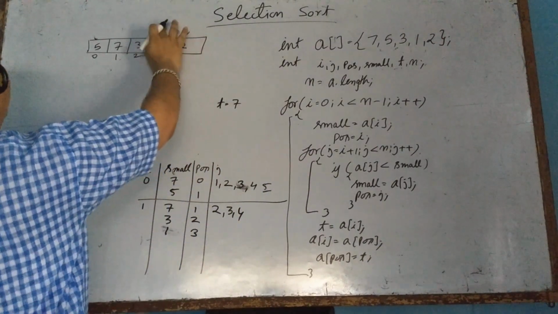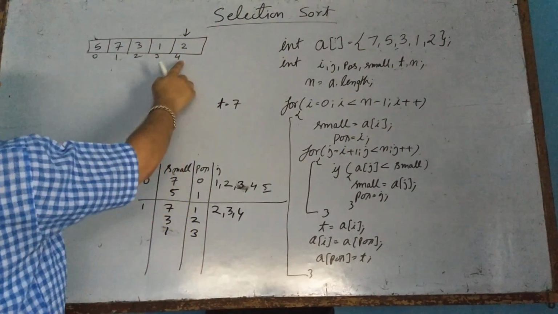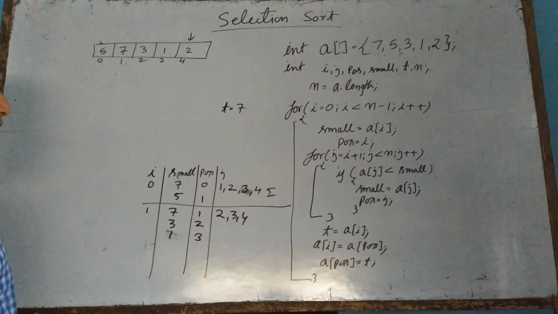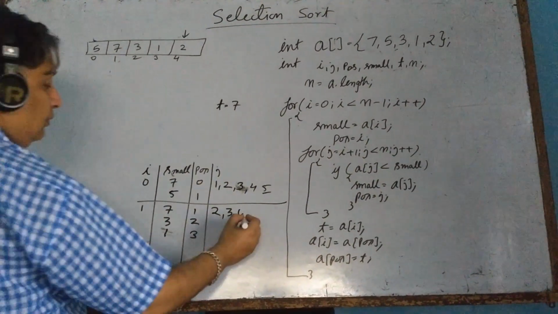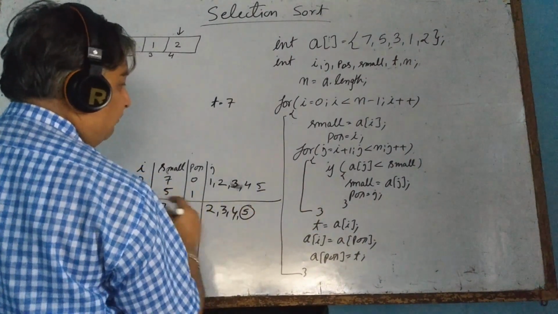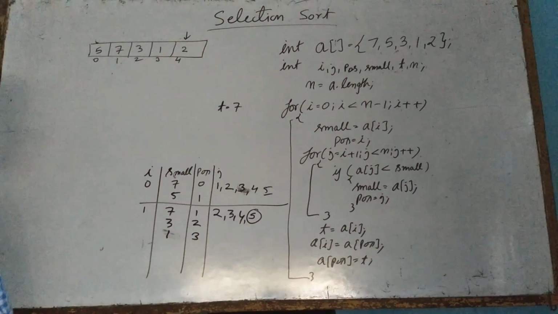At index number 4, 2 is present. 2 is compared with the current small, that is 1. Is 2 less than small? False. So no trapping will take place. When j will become 5, this loop will stop.